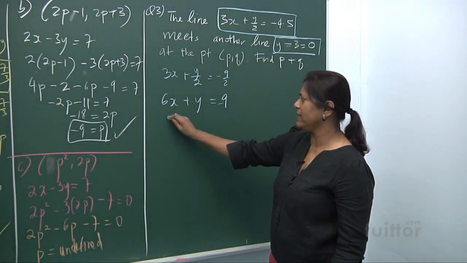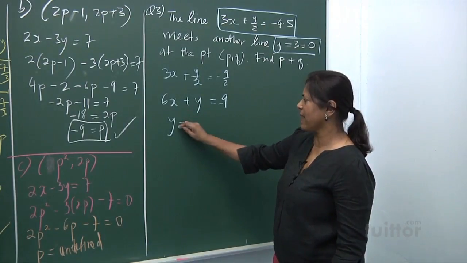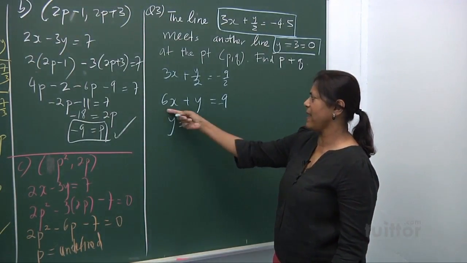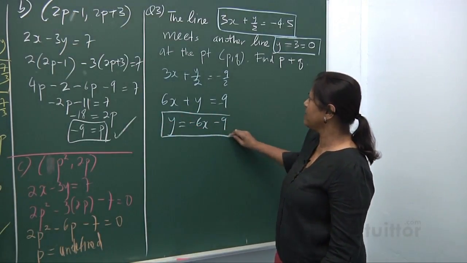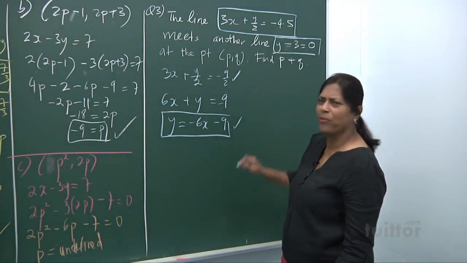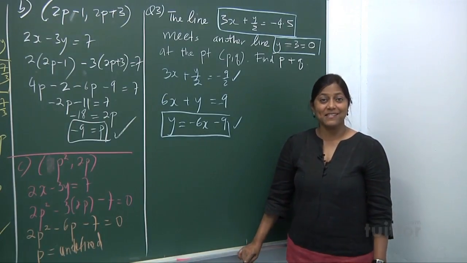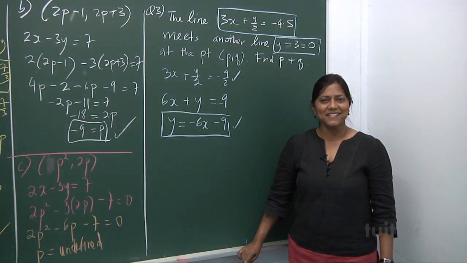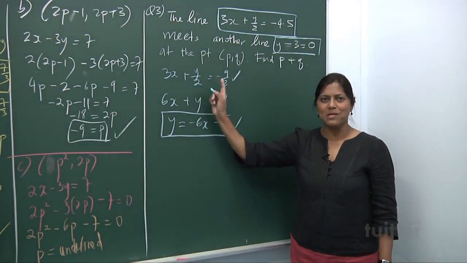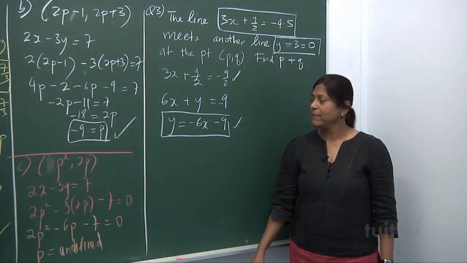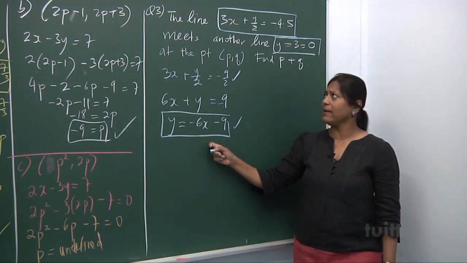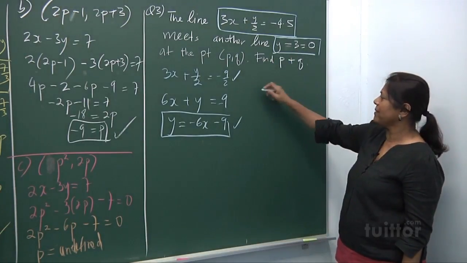Make y the leader. Bring the 6x over, minus 6x, and this is minus 9. These two equations are both the same. It's the same person, just in disguise. What we did was we manipulated it, moved it around, and then we say, hey, that's you. Right? Now this line meets this line.